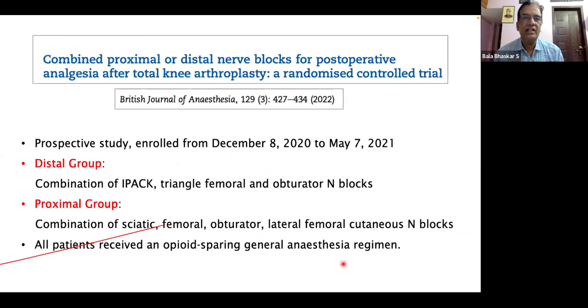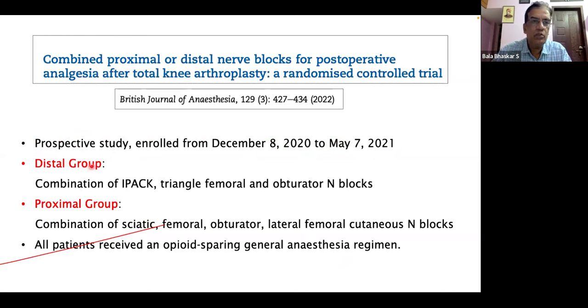So look at this published article. This is about combined proximal or distal nerve blocks for post-op analgesia after total knee arthroplasty, a randomized controlled trial. So this was a prospective study. Very important to know, randomized controlled trials are always prospective. They enrolled from December 2020 to May 2021. They had two groups. There will always be two or more groups in randomized controlled trials.